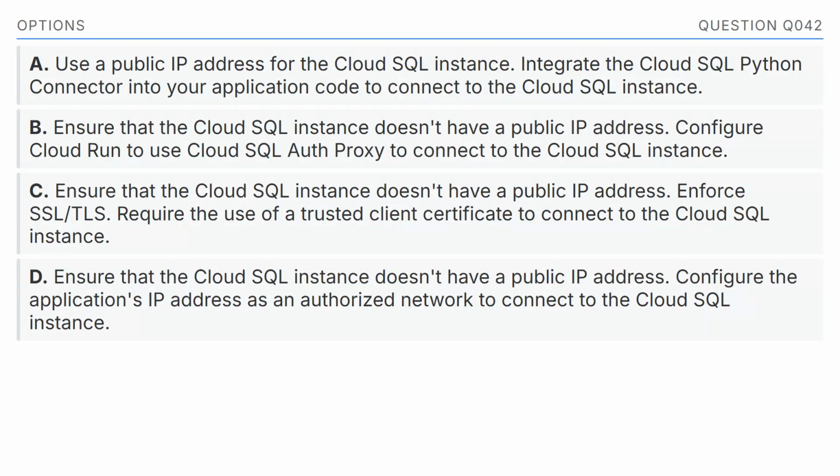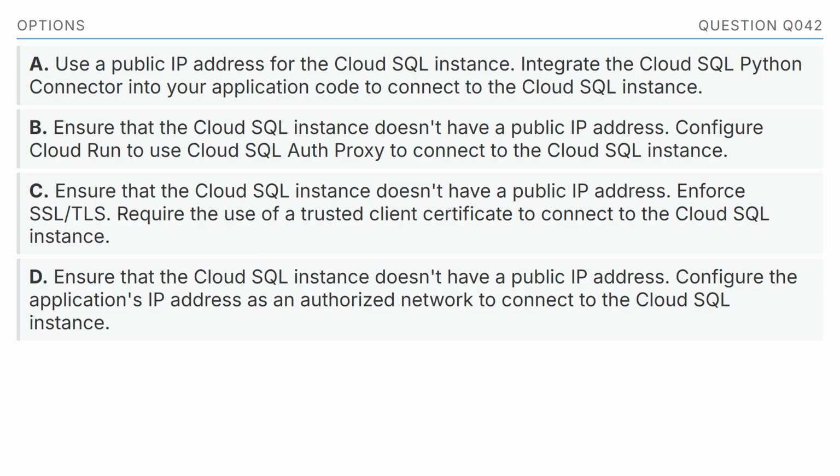The options are: Option A, use a public IP address for the Cloud SQL instance. Integrate the Cloud SQL Python connector into your application code to connect to the Cloud SQL instance. Option B, ensure that the Cloud SQL instance doesn't have a public IP address. Configure Cloud Run to use Cloud SQL Auth proxy to connect to the Cloud SQL instance.